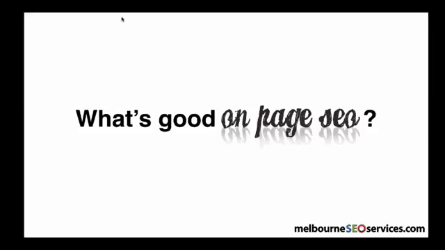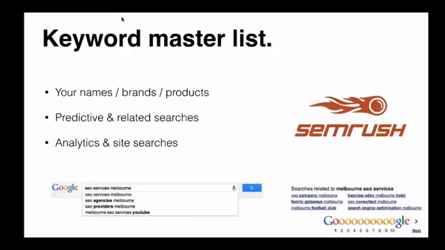So what does good on-page SEO actually look like? It's just the traditional stuff, and you probably already know it. You need to have a core keyword list, and I would get a spreadsheet and dump in all of your product names, your brands, your company names, staff names, all that sort of stuff. Dump it all into a spreadsheet. Just do a big brain dump.